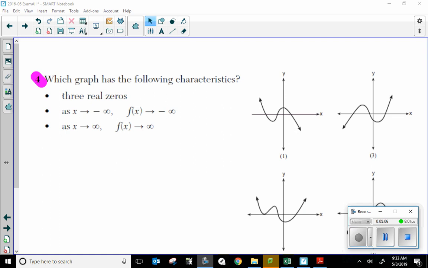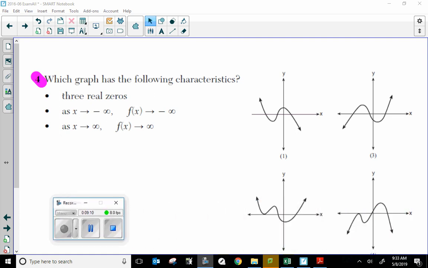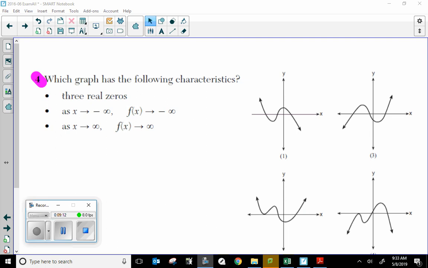Number 4. Okay, number 4. I'm going to move this over here to get it out of the way. Which graph has the following characteristics? It has 3 real zeros. As x approaches negative infinity, f of x, which is really the same thing as y, approaches negative infinity. And as x approaches positive infinity, f of x, or y, also approaches positive infinity.